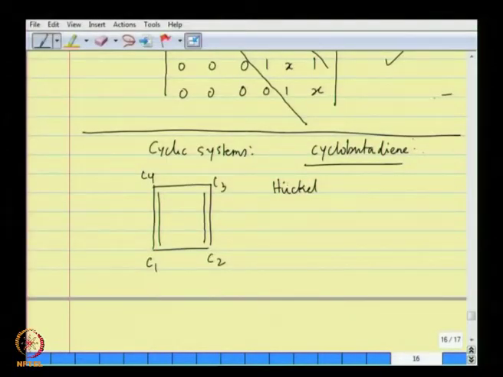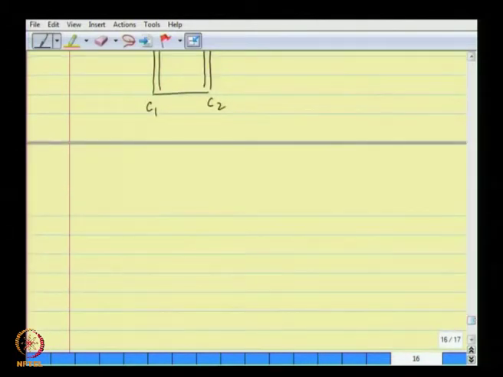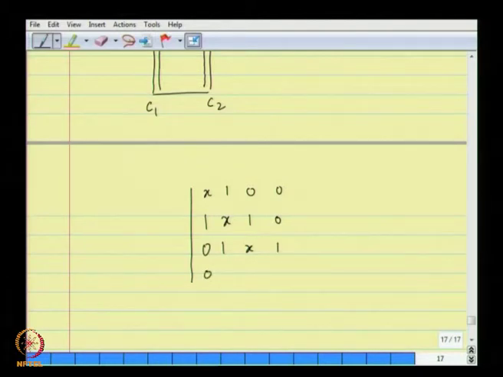has just a small variation from the butadiene matrix. The butadiene matrix, if you remember, is x 1 0 0, 1 x 1 0, 0 1 x 1, 0 0 1 x. This is for butadiene.